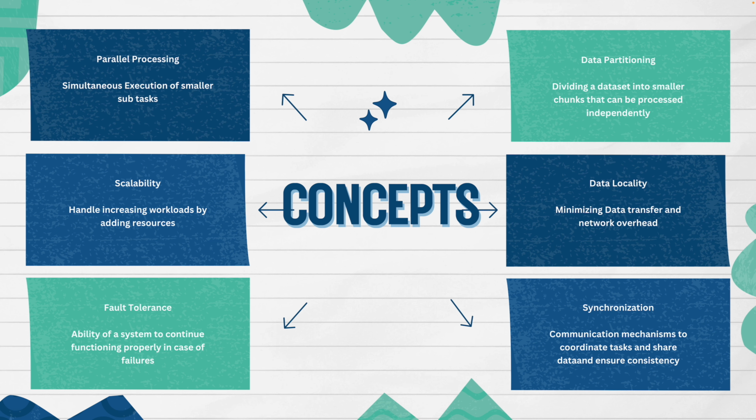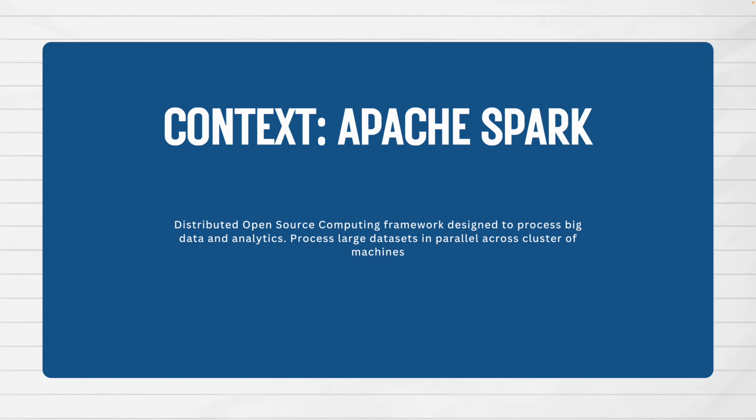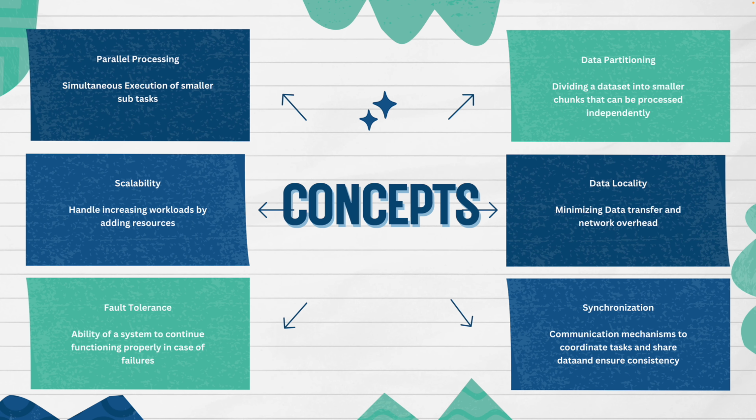So in a nutshell, Apache Spark is a distributed open source computing framework designed to process big data and analytics, and it processes large data sets in parallel across a cluster of machines. Now you can see how these concepts, in a nutshell, define Apache Spark. So when you have to explain Apache Spark, you can majorly talk about these concepts which Apache Spark offers as features and capabilities.